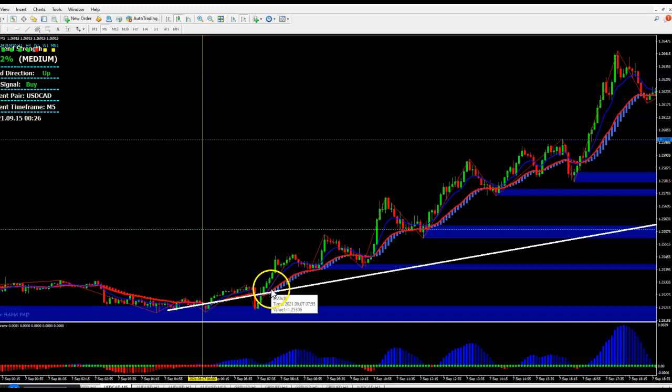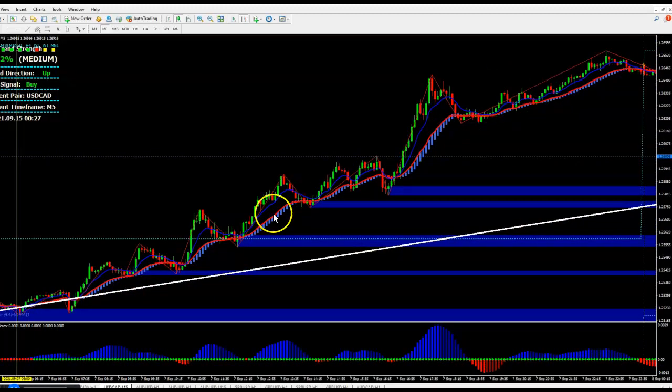You have your blue has crossed over your red. And not only that, your hammers are in full demand, letting you know that we are moving up. And you have your bright blue down here confirming that. So this is where you would have taken your trade and went all the way and just continued to ride it. And your pullbacks will give you second and third and fourth entries, and so on and so on.